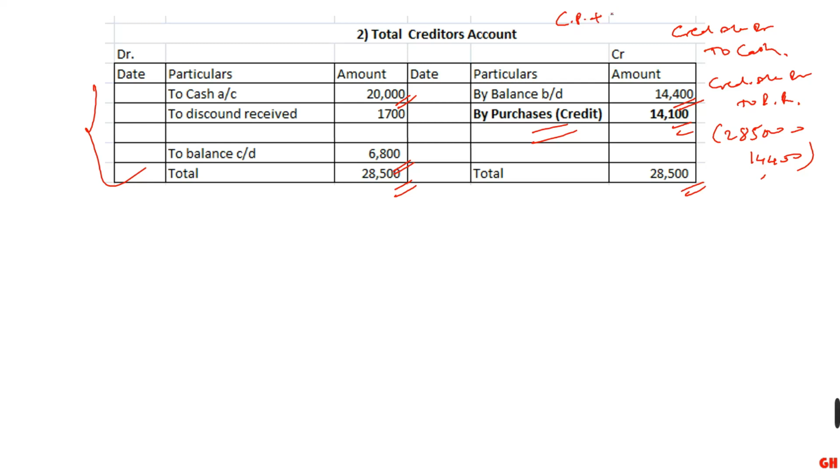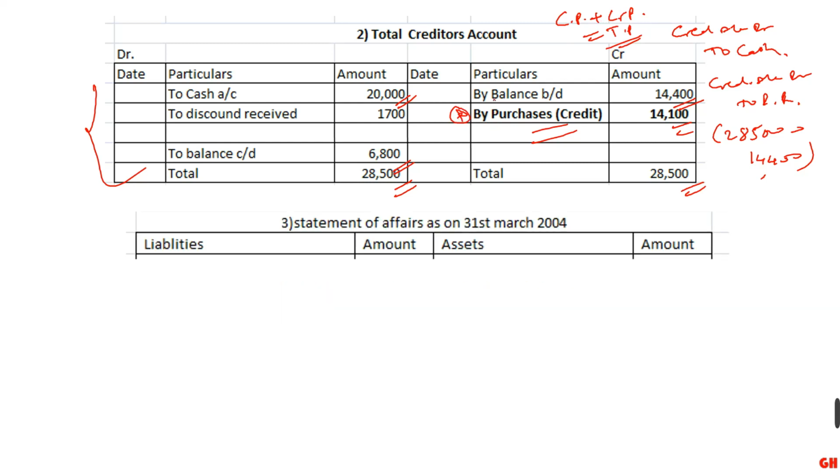So cash purchases plus credit purchases will be total purchases. That will come on the debit side of the profit and loss account. So with this, the total creditor account is complete and we have calculated how much the credit purchases are. After this, the next step is to prepare the statement of affairs.